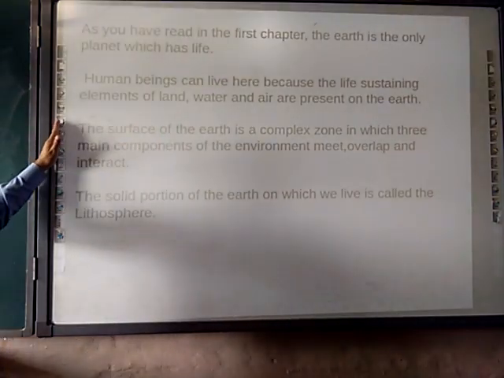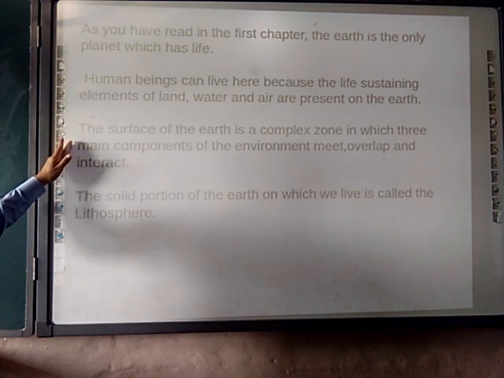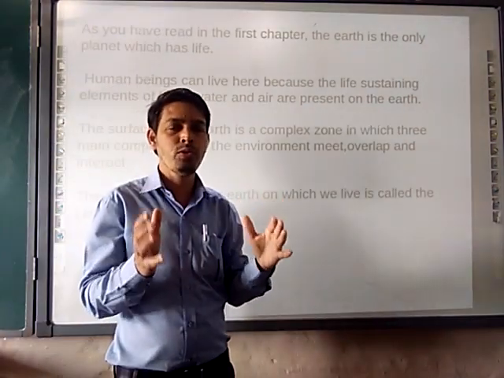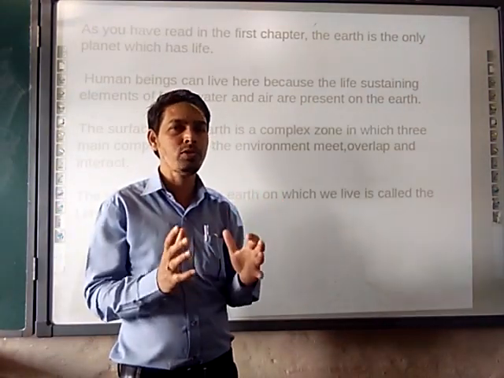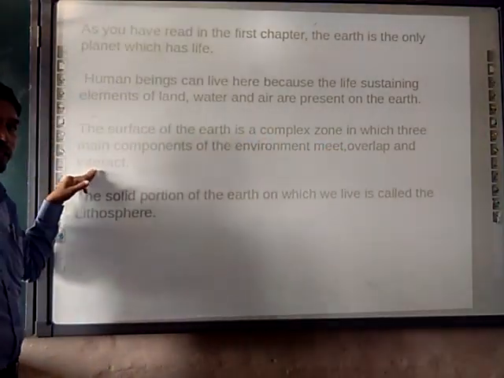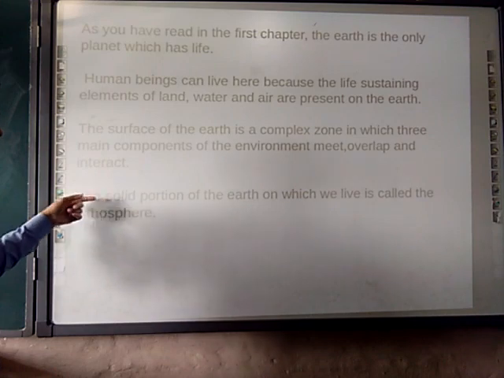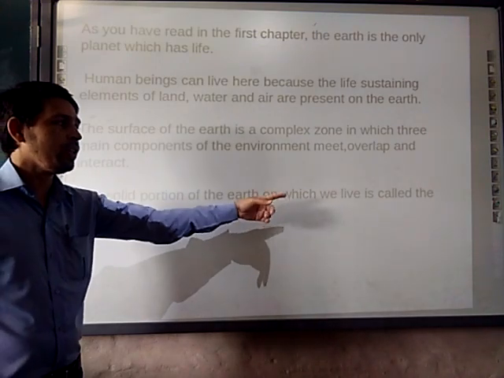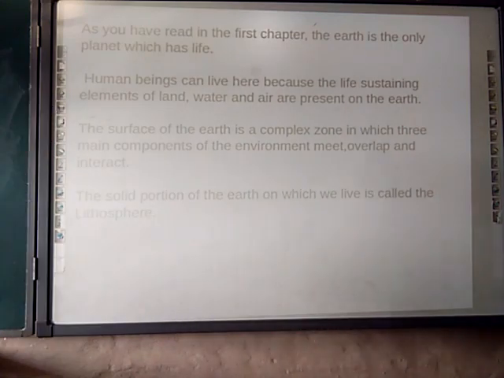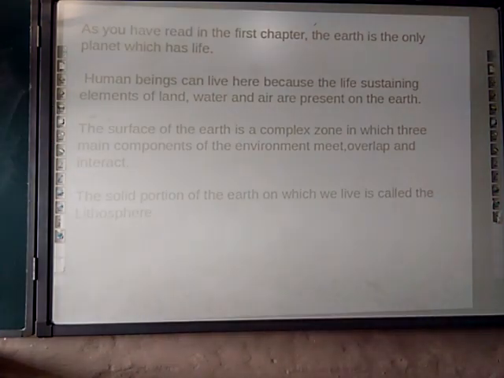The surface of the earth is a complex zone in which 3 main components of the environment meet, overlap, and interact. In that image, whatever I am showing you, atmosphere, hydrosphere, and lithosphere, they are meeting, overlapping, and interacting. That's why biosphere is there. The solid portion of the earth on which we live is called lithosphere. So the first point here is lithosphere. The solid part of the earth is called lithosphere.